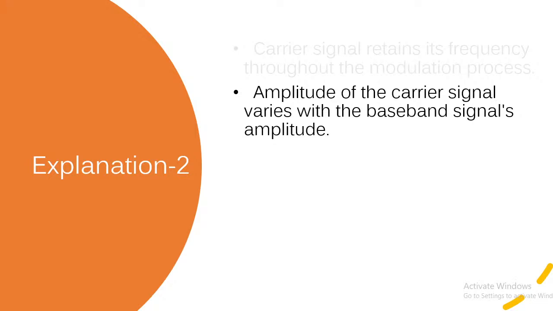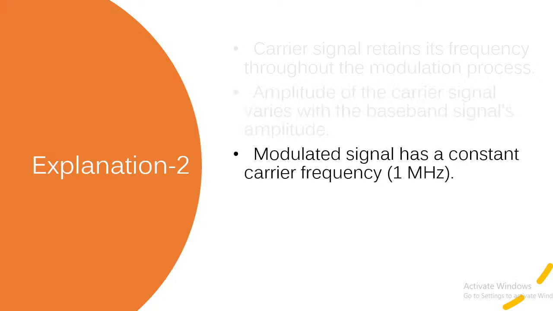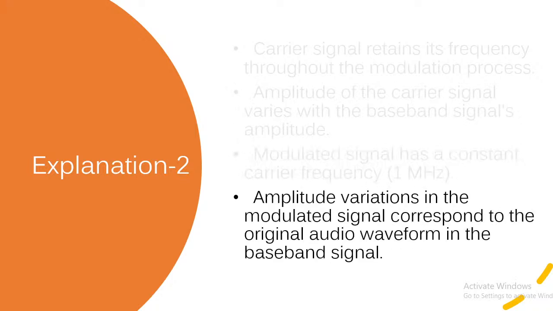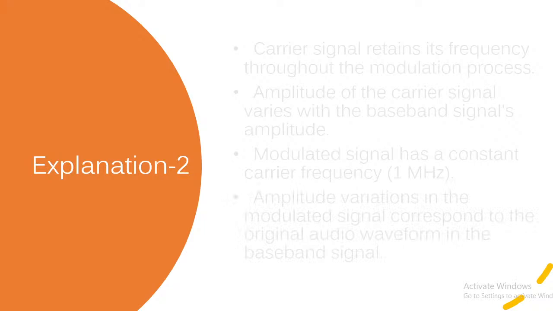What has changed is the amplitude of the carrier signal. That has varied with the baseband signal's amplitude. The modulated signal has a constant carrier frequency, so the modulated signal frequency is the same as the carrier signal's frequency, that is 1 megahertz. Amplitude variations in the modulated signal correspond to the original audio waveform in the baseband signal. That is what has happened.